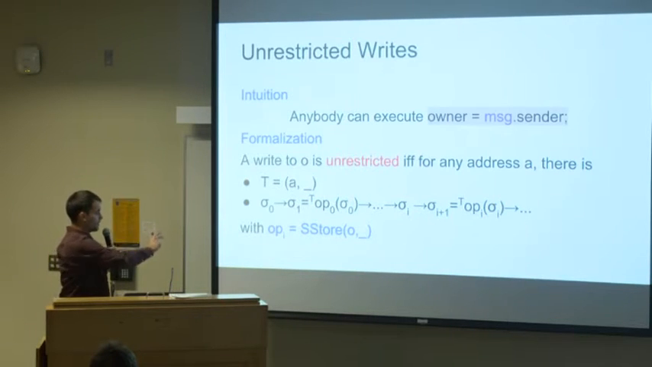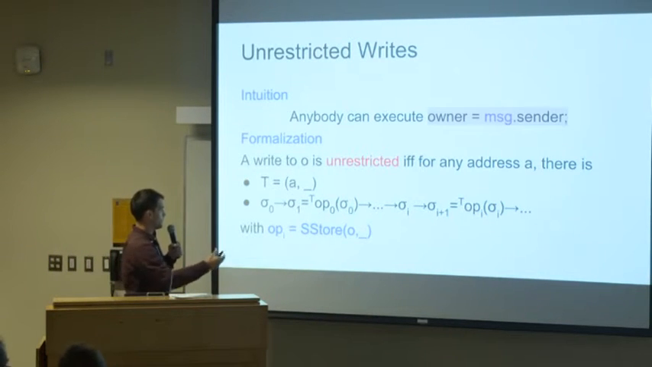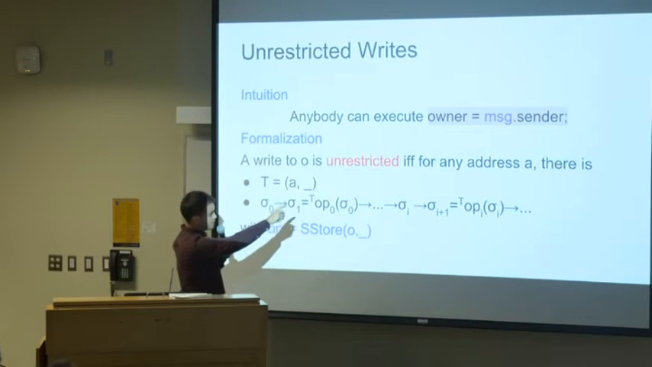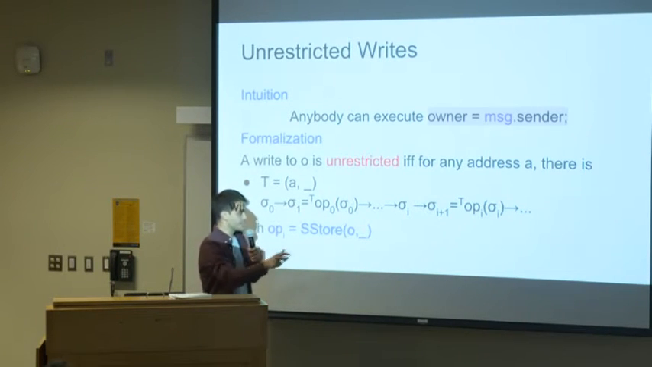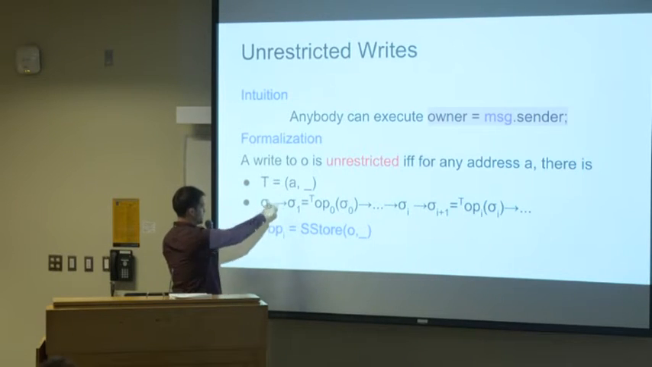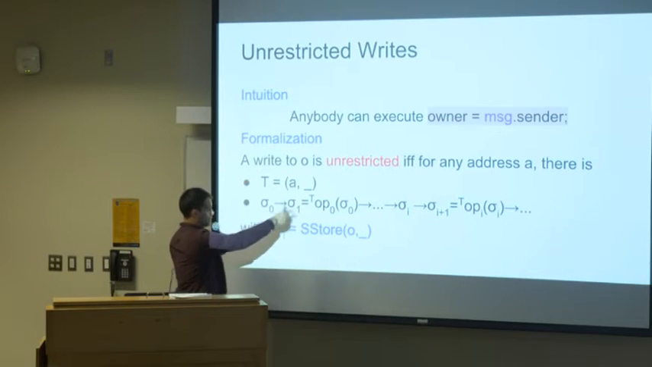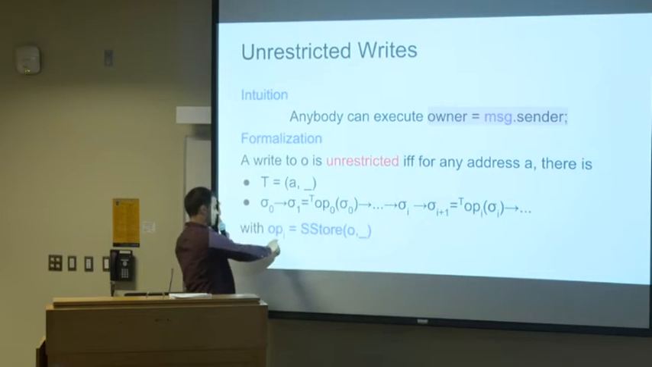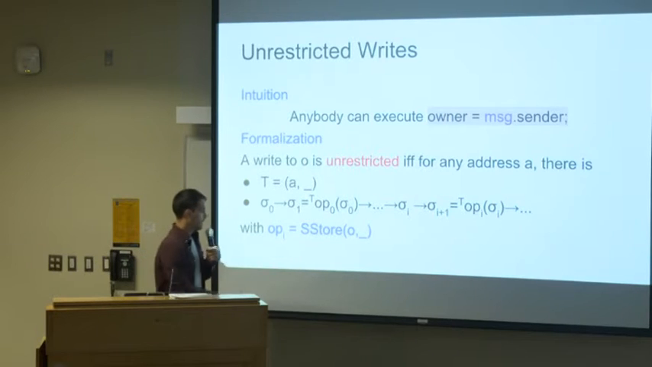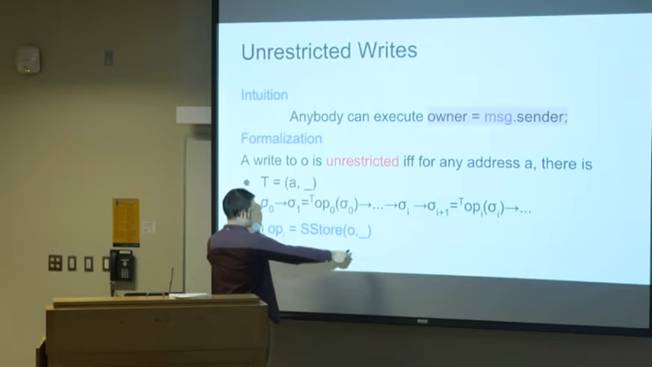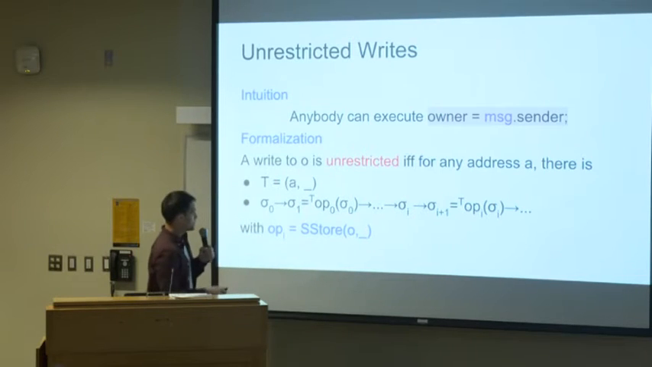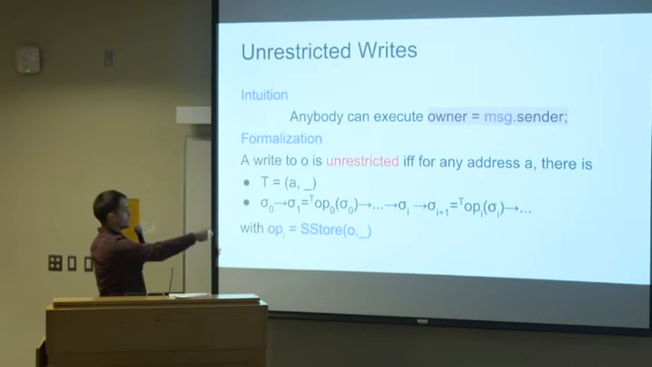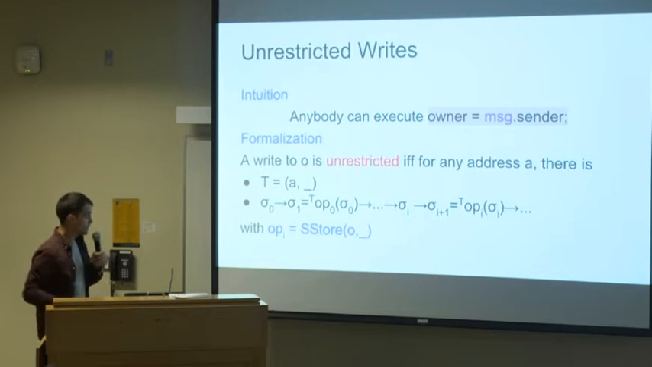So with the previous formalism, I can say that a write to an offset O is unrestricted if for any user address A, there is a transaction called by this A, and there is a trace, starting from the initial state and on and on, such that there is one opcode, an SSTORE, which is going to modify this offset with some value. So here you can see that I can already formalize my intuition about this unrestricted write.